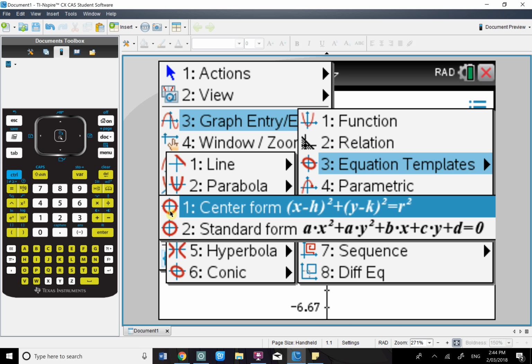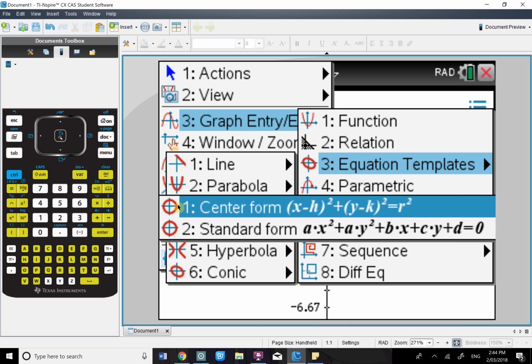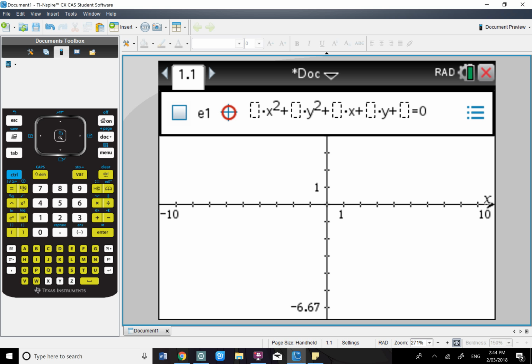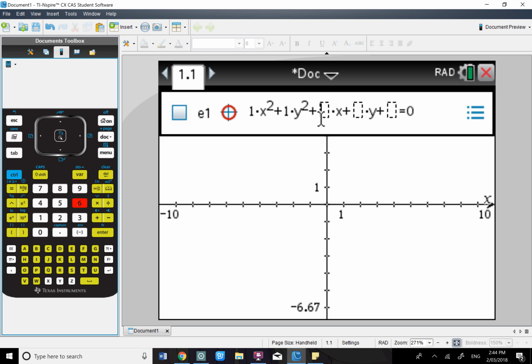Okay, there are 2 forms for a circle. One form is (x minus h) squared plus (y minus k) squared equals r squared. That's the standard form. Or you can have the standard form in expanded form. You just use the expanding template. So for this one, what we have is x squared, y squared. So we have 1x squared, 1y squared, and 6 and minus 4.